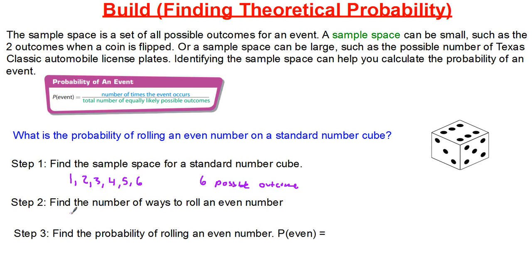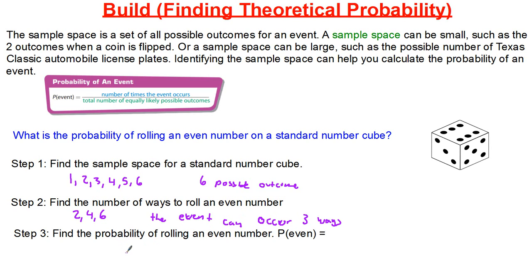Next, I'm going to find the number of ways to roll an even number. Of course, 2 is an even number, 4 is an even number, and 6 is an even number. So we could say that the event can occur 3 ways. That's either if I get a 2, a 4, or a 6.